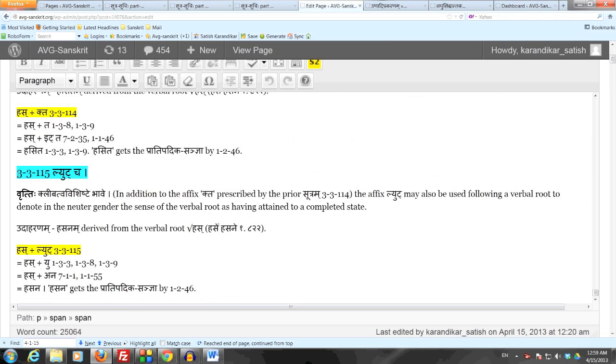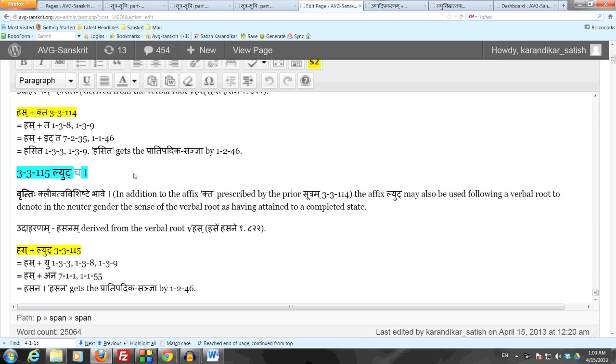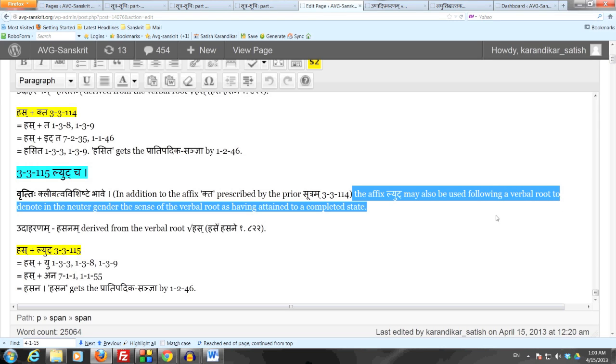All this sutram says is that in addition to the affix kta prescribed by the prior Sutram 3.3.114, because Panini says cha, the affix lyut may also be used following a verbal root under the same conditions, which is napumsake bhave, to denote in the neuter gender the sense of the verbal root as having attained to a completed state. So very simple sutram. Klibatva vishishte bhave, anuvritti of napumsake bhave, coming from the prior sutram.